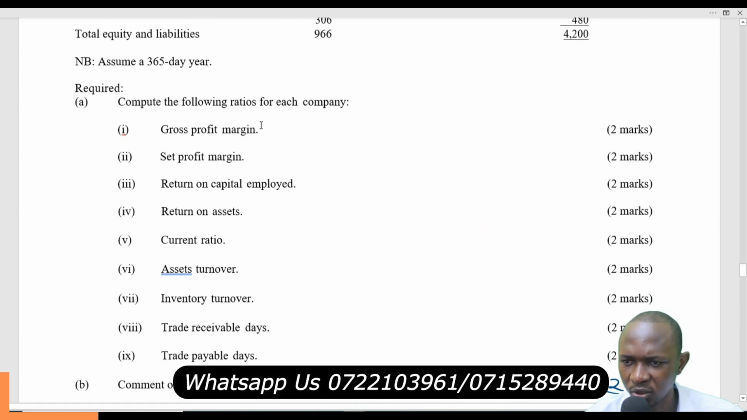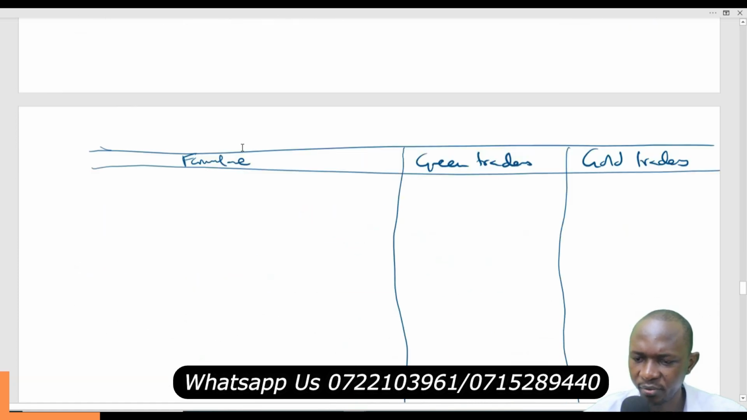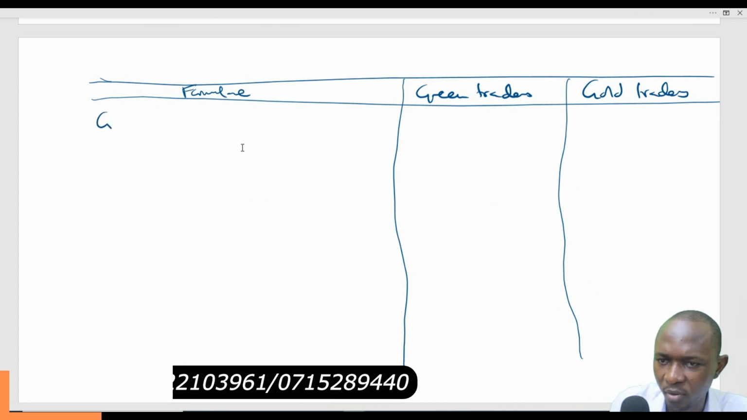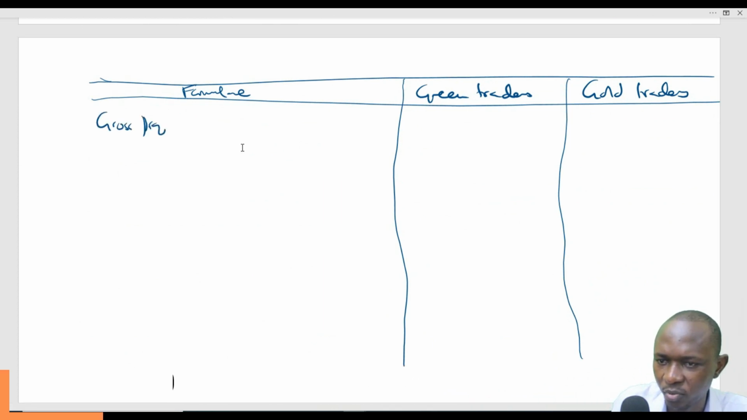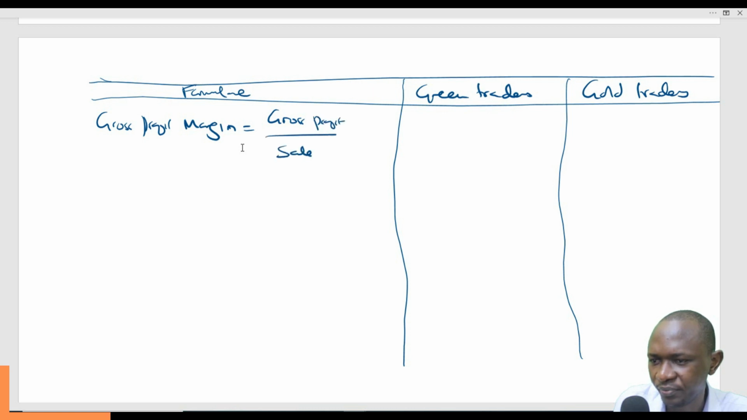So compute the following ratios for each of the companies. Gross profit margin. We'll have gross profit margin here, then the formula. And the formula for gross profit margin is simply the gross profit over sales times 100. That is the formula.